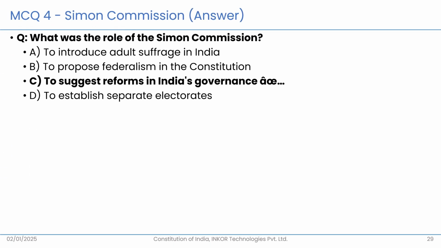The correct answer is C. To suggest reforms in India's governance. Checkmark. The Simon Commission, 1927, was formed to review India's constitutional progress, but it was boycotted because it had no Indian members.